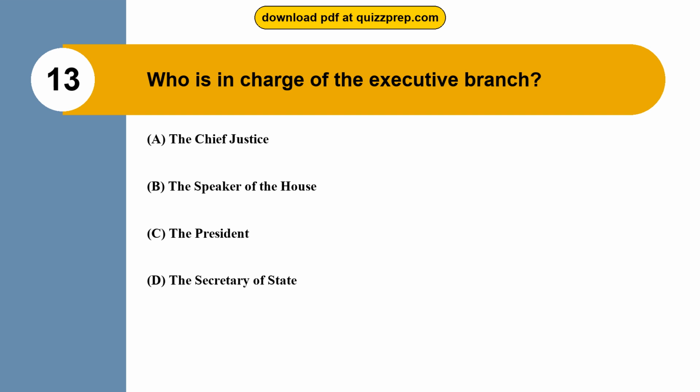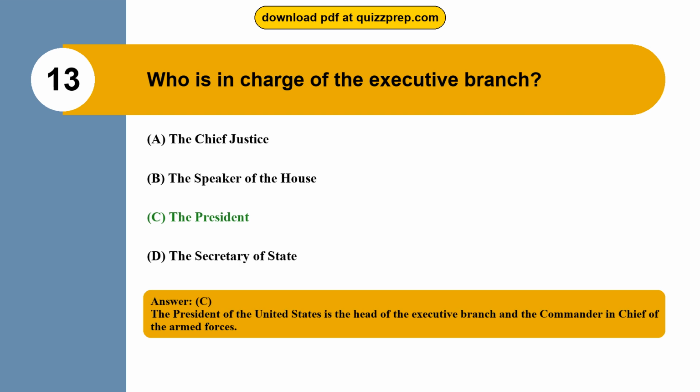Option A, the Chief Justice. Option B, the Speaker of the House. Option C, the President. Option D, the Secretary of State. The correct answer is option C, the president. The President of the United States is the head of the executive branch and the commander-in-chief of the armed forces.